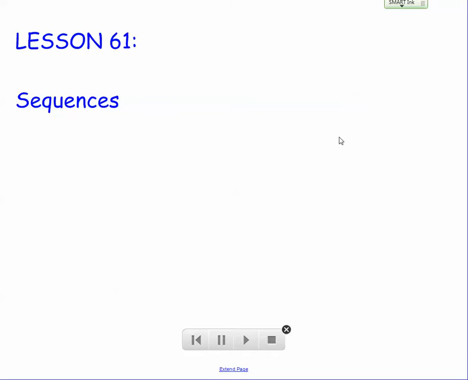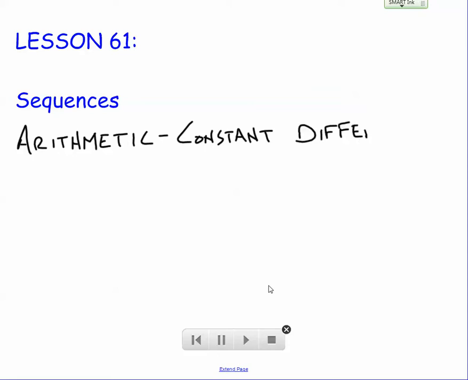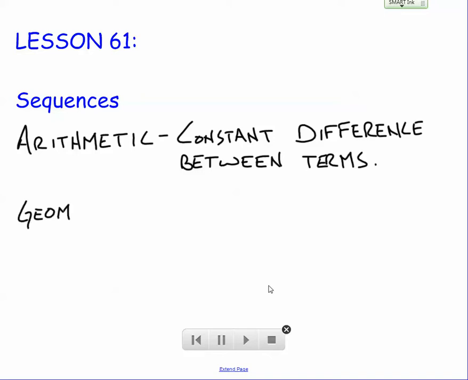Okay, first lesson of the third term. We're going to deal with sequences today. For the most part, we're going to stay within two categories of sequences. There are arithmetic sequences, where there is a constant difference between terms. And we're also going to deal with geometric sequences, where there's a constant ratio between terms.